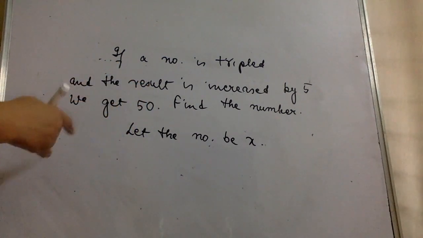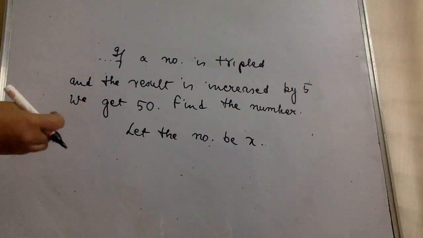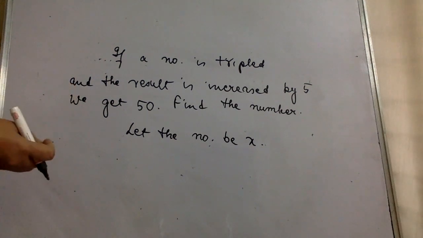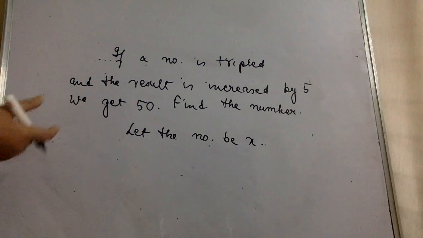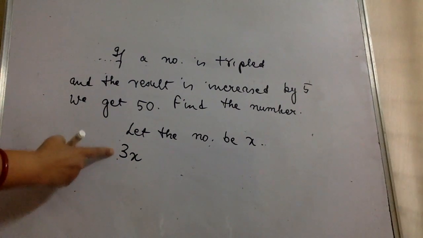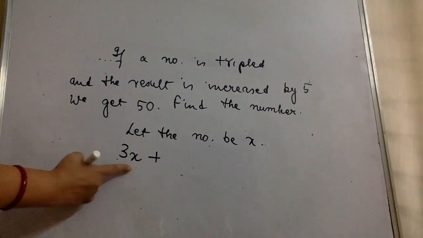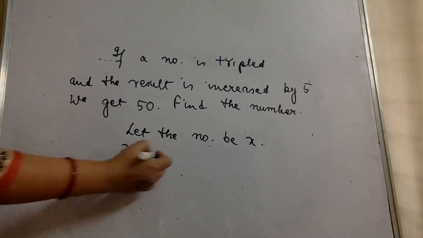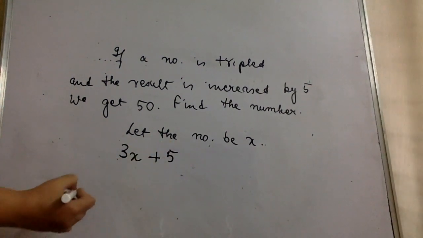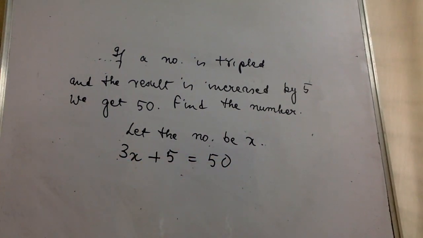Now here many people make mistakes. If you are tripling a number, means if I have 5, I have to make it 15. So tripling means you multiply 3 with it and not add 3 to it. So tripling a number makes it 3x. And the result, after multiplying, whatever you get, is increased by, means a plus, 5. We get 50. This is our equation from the statement.